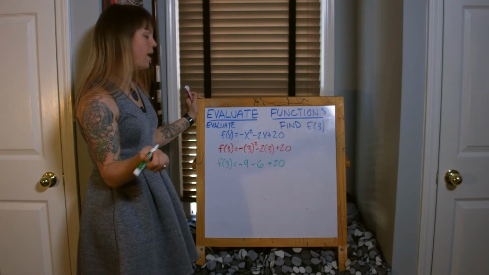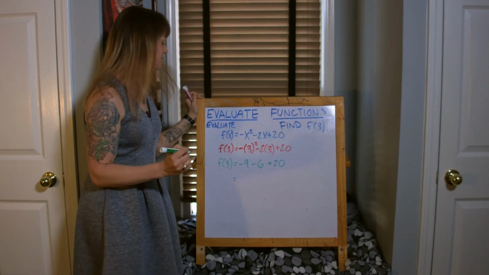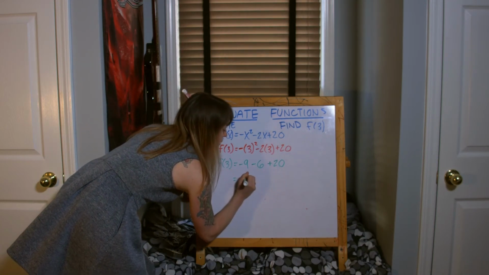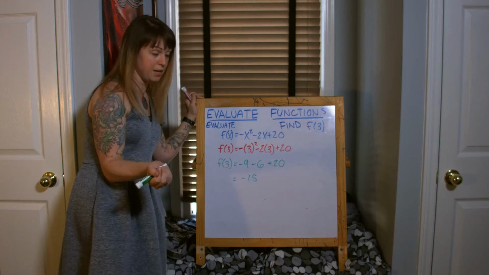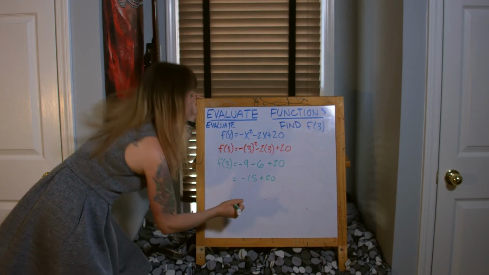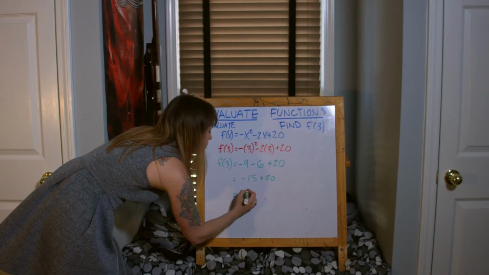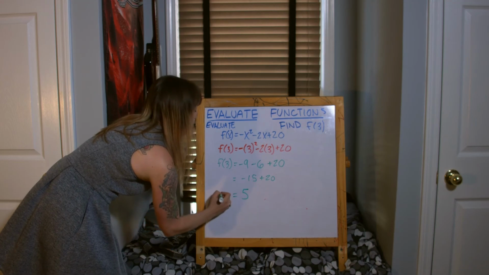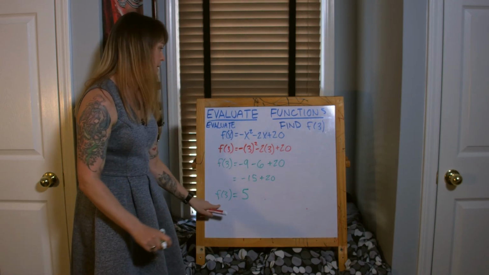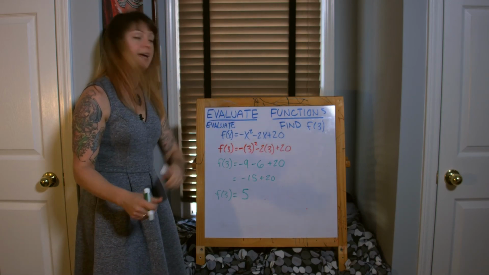Okay, so again, we use our brain, but hey, let's go ahead and try doing this as pieces now. So this would be negative 9 minus 6 would be negative 15, plus 20. So what I'd end up with is negative 15 plus 20, which would be 5, which means f of 3 equals 5. So when x is 3, the function is 5. And that's evaluating.